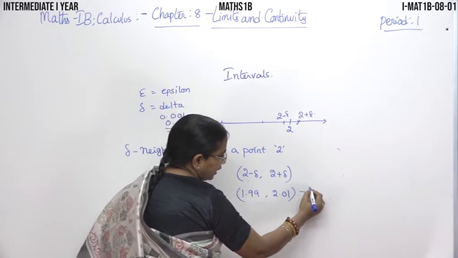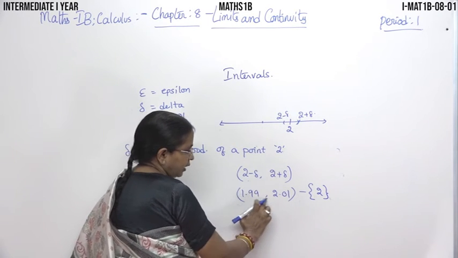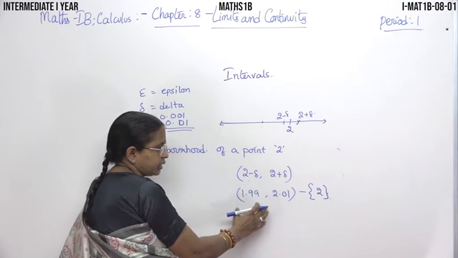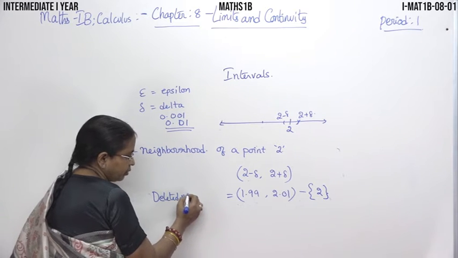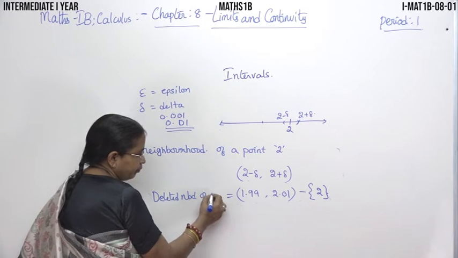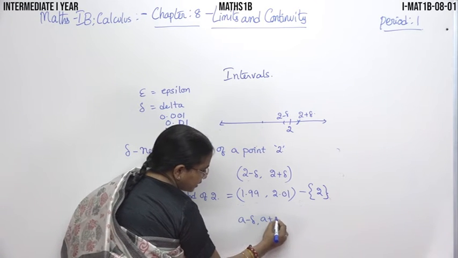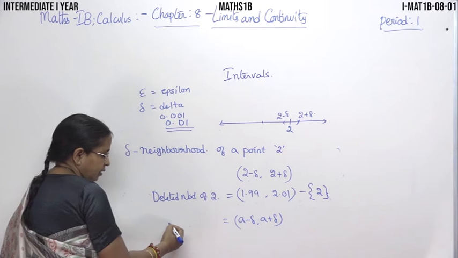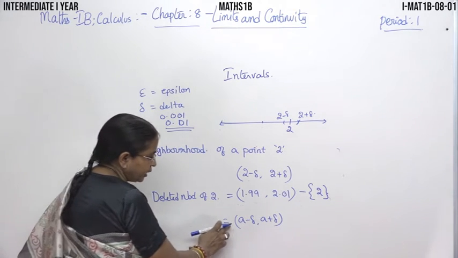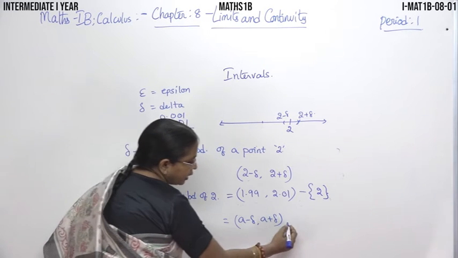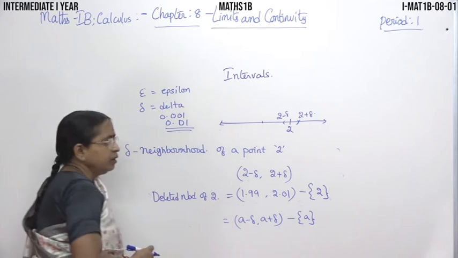Now suppose that I delete the number 2. Except 2, all numbers between 1.99 and 2.01 are included in this set. Then this set is called the deleted neighborhood of 2. In general, (A minus delta, A plus delta) is called the delta neighborhood of the point A. And then the deleted neighborhood of the point A is (A minus delta, A plus delta) minus the element A. So this is a new term.